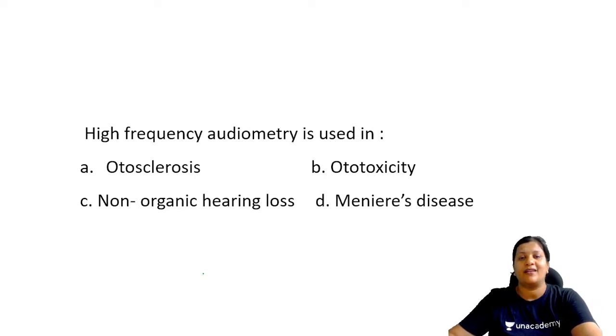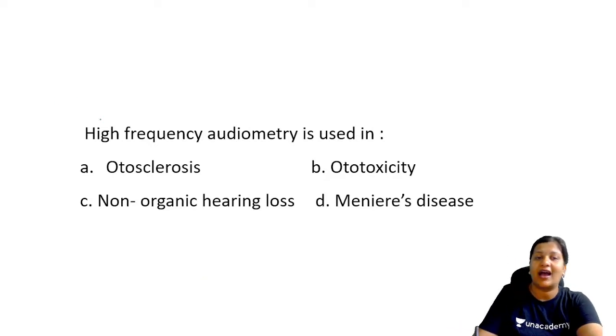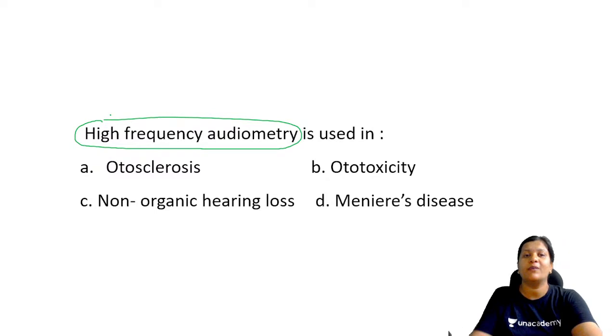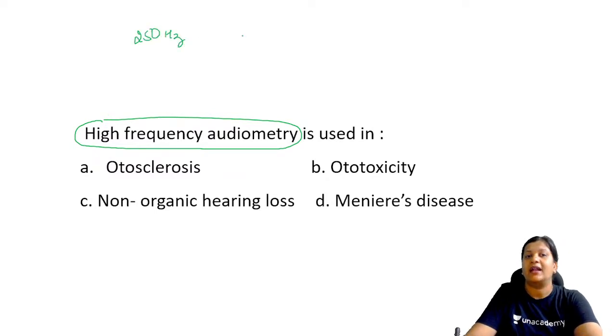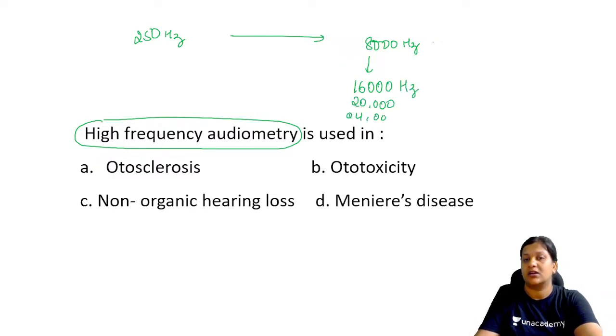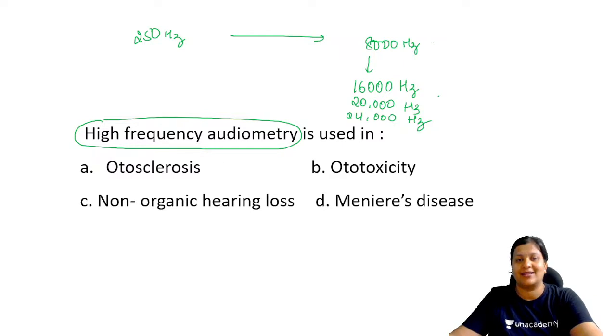High frequency audiometry is used in which condition? Otosclerosis, ototoxicity, non-organic hearing loss, or Meniere's disease. So where do you use a high frequency audiometry? So typically in audiometry, we start with 250 hertz and end around 8000 hertz. But if I'm doing high frequency, meaning I'm using 16,000 hertz, 20,000 hertz, or 24,000 hertz, if I use these frequencies, when will I use? Will I use this for testing otosclerosis or ototoxicity or non-organic hearing loss or Meniere's disease? In which condition are we using this high frequency audiometry?